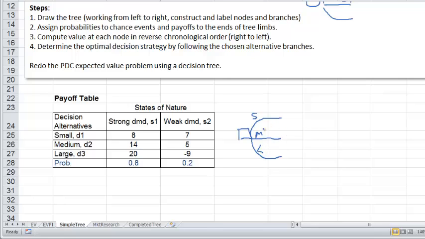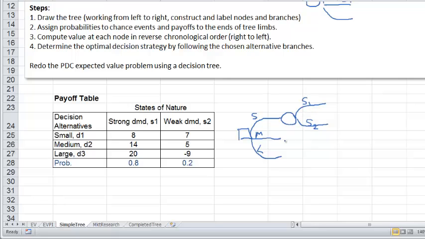Now the end of each of these branches represents the point in time when you have already made a decision. Like here, you have already built the small condominium complex. And now what's going to happen? Now we're going to see the demand level. Demand level will be either strong or weak. So here, demand level is a chance event. So we draw a circle for the chance node, and we draw the two branches representing strong demand, let's call it S1, and weak demand, we call it S2.